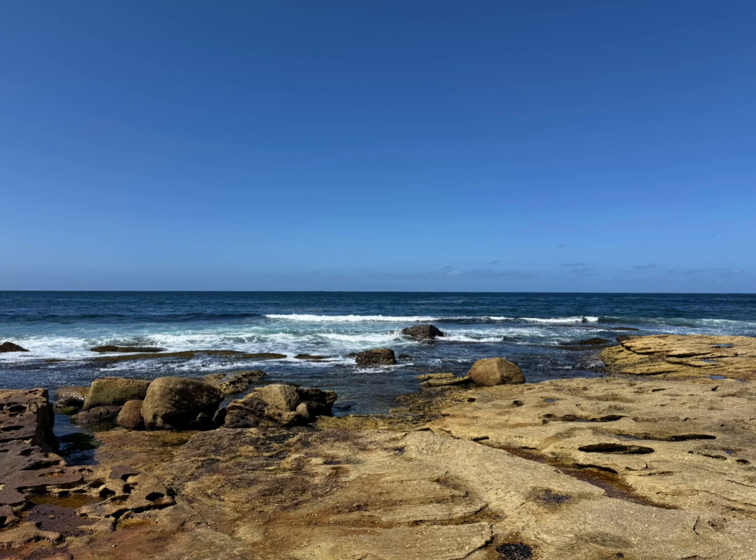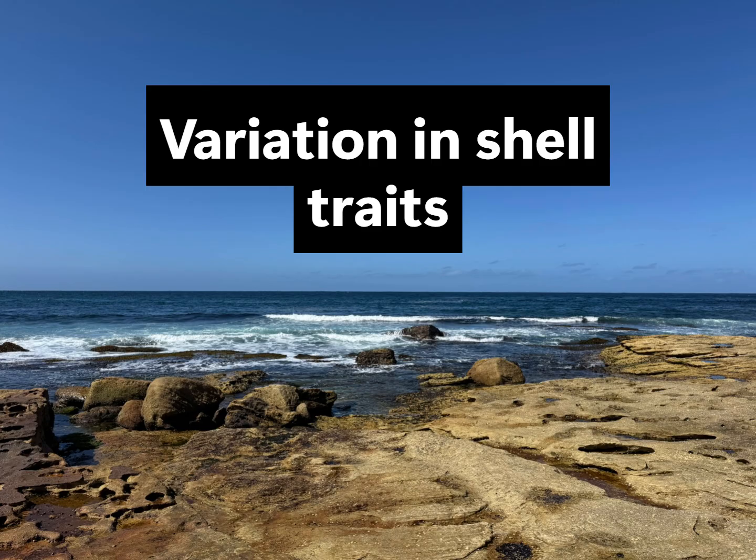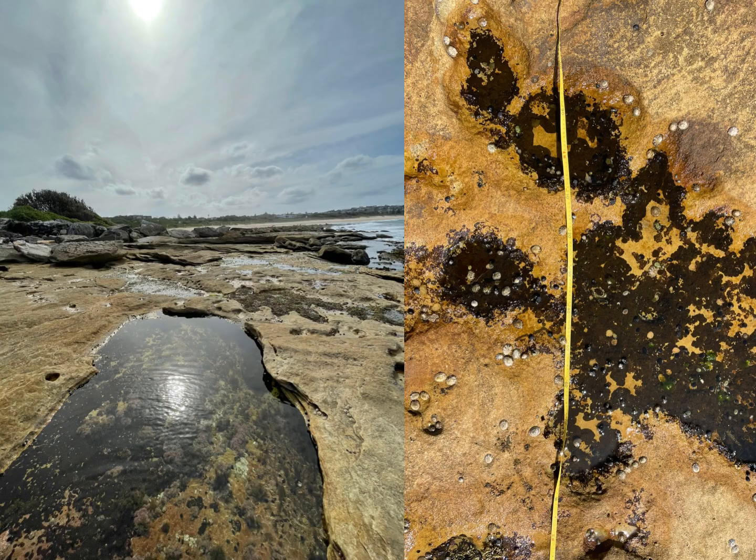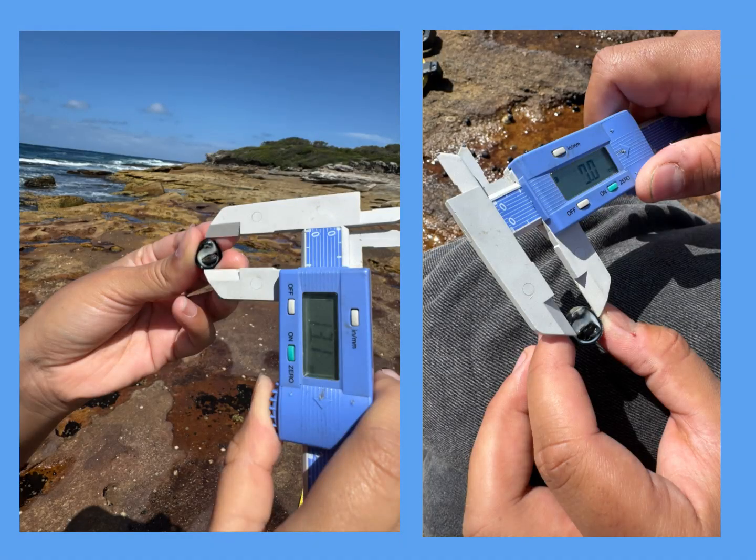Each element of my methodology is designed to address a specific research question. By comparing individuals across tidal zones, I examine whether environmental gradients are associated with variation in shell traits. Within each zone, comparing individuals from rock pools and emergent surfaces allowed me to explore whether microhabitat conditions could drive morphological divergence. Measuring specific traits, including shell length, width, and aperture dimensions, helps identify which features are most responsive to habitat variation.